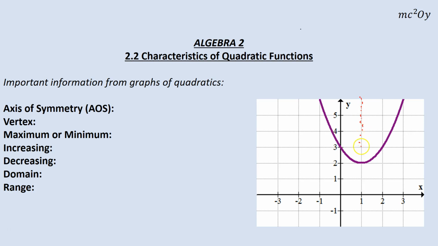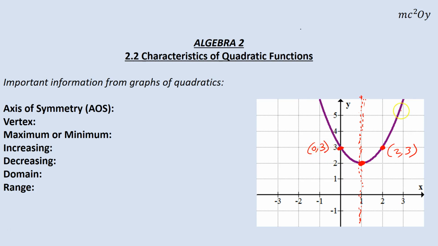Axis of symmetry is the line that splits your parabola in half. Okay, it's your line of reflection. So for instance, your vertex lies on it, and a point to the right, say the ordered pair (2, 3), can be reflected over that, and that would give you the ordered pair (0, 3).